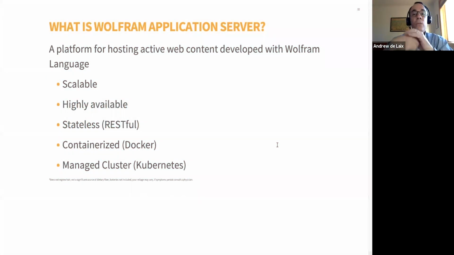So what is Wolfram Application Server? Well, Wolfram Application Server is a platform for hosting active web content developed with Wolfram language. It features being scalable, highly available, stateful, RESTful architecture, containerized using Docker, and built using managed cluster technology, in our case, Kubernetes. So basically, it's a modern server architecture for deploying Wolfram language content at scale.